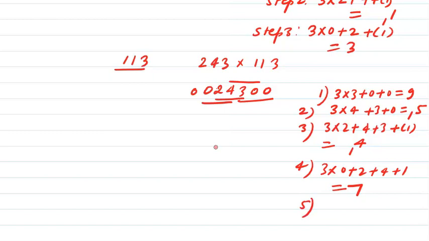And finally step number 5, 0, 0, 2. So 3 into 0 plus 0 plus 2. So we get 2. So what is the answer? The answer is 2, 7, 4, 5, 9, right? I hope you got it.